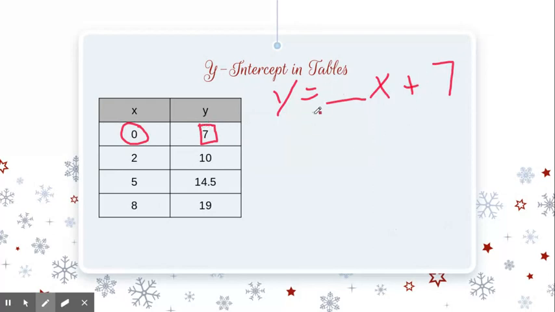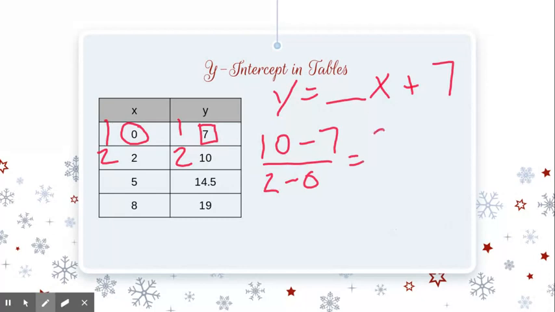Okay, so now I'm going to find the slope. I'm going to do what I did before. I'm going to do 10 minus 7, because I did 2 minus 0 on the x side. So 10 minus 7 is 3, and 2 minus 0 is 2. So it's 3 over 2. So 3 over 2 x plus 7, and that's your answer. y equals 3/2 x plus 7. And that's the equation that you get for that one.